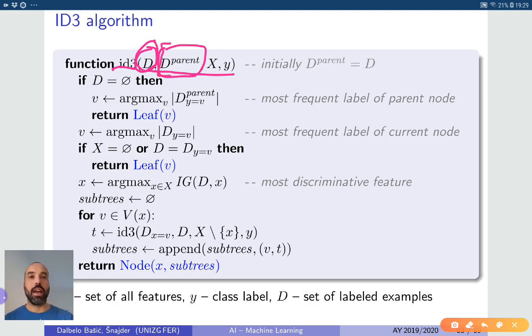And the idea is to always have the parent node subset here so that I can back off, as you're going to see, in cases where I can't make a decision without backing off, essentially. X is going to be the set of possible features or attributes, and Y is going to be the label by which I'm doing the classification. So initially, the parent data set is the same as the entire data set of the training examples.